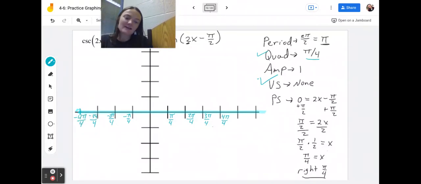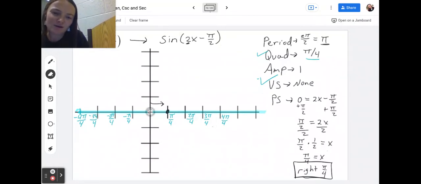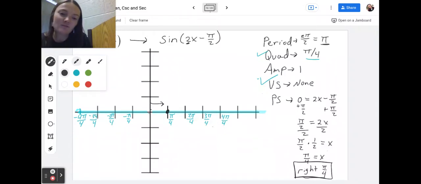The very last thing that I want to focus on would be the phase shift. Typically, sine is going to start right here at the origin, right on the midline. But we need to go right pi over 4. So I'm going to do that, and I'm actually just going to erase this point so I don't get confused.